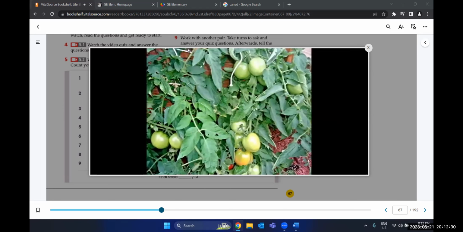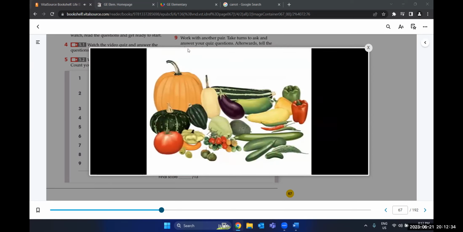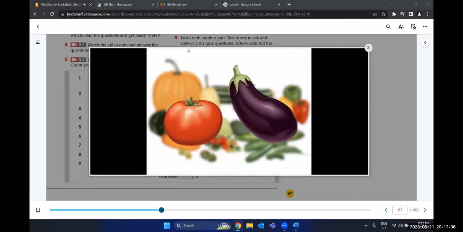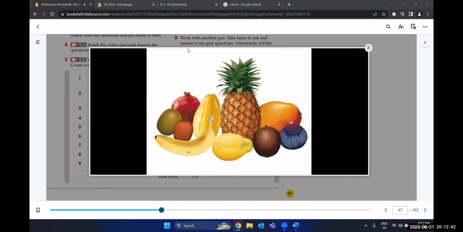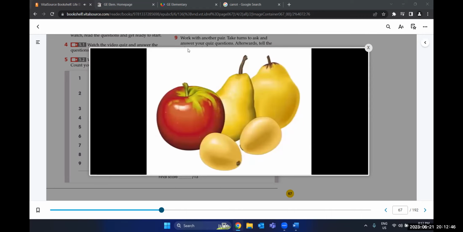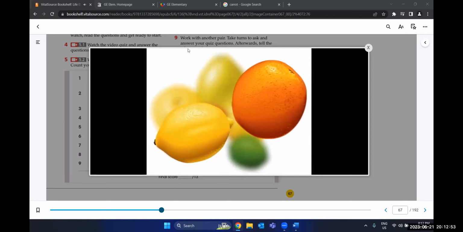In question 6, the answers are tomato and aubergine in British English or eggplant in American English. Both are correct. Question 7 was about sweet fruits like strawberries and grapes, pineapple and bananas, and pears and apples. But the last 2 fruits were an orange and a lemon. Give yourself 2 points if you wrote them down.